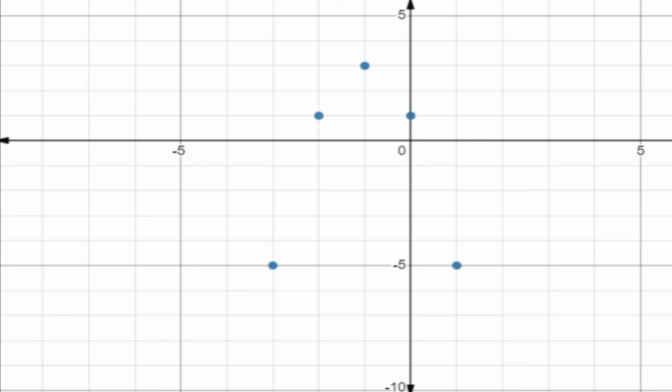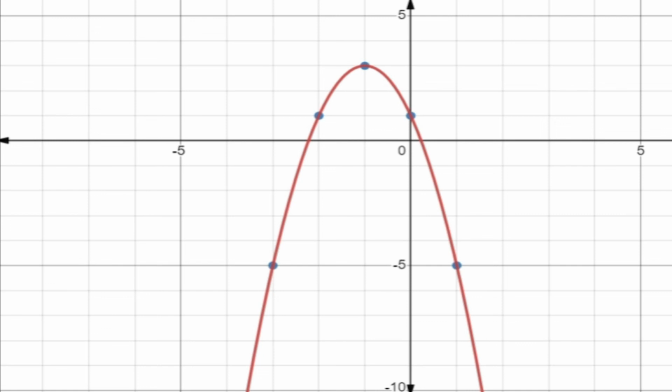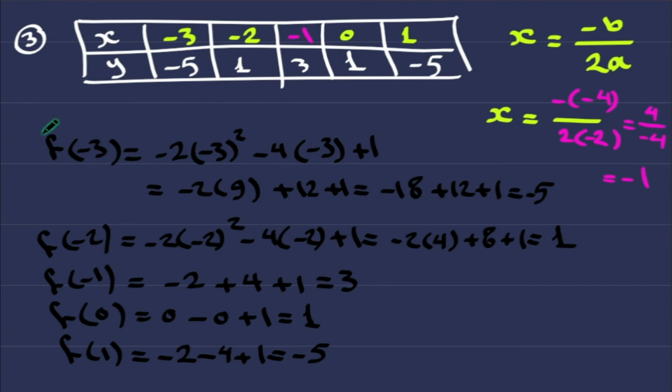So you see here the curve intersects the x-axis at 2 points. So the values of x of these 2 points are negative 2.2 and 0.2, as you see here in the graph. So the solution set is equal to negative 2.2 and 0.2.